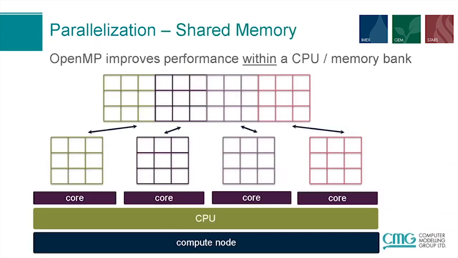So let's take a look in detail at the shared memory method. So OpenMP here improves your performance within a CPU or memory bank. So we look at this model, right? This model sits on one CPU within one compute node. So all these cores, while separated, still share a memory bank. So by sharing a memory bank, OpenMP allows better, quicker communication between these submodels. So these submodels can be run and recombined very efficiently to show very significant runtime improvement.